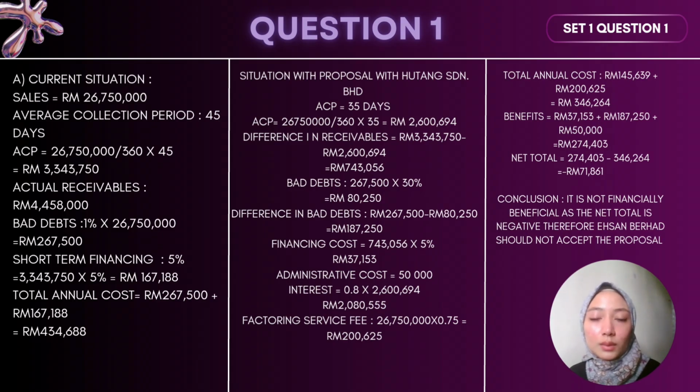So to find the value, we take 3,343,750 and multiply by 5%, and we get 167,188. To find the total annual cost, we take the value of bad debts and the value of short-term financing. So we take 267,500 ringgit and add 167,188 ringgit, and that gives us the value of RM434,688.